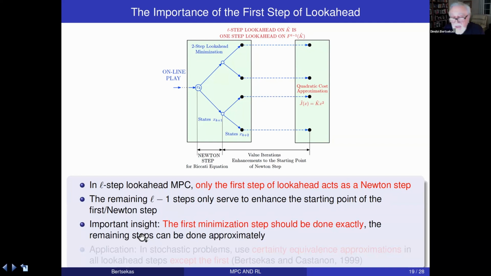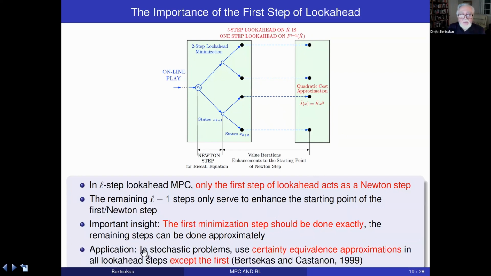And there is an important insight that comes from this. The first minimization step of the look ahead should be done exactly, should not be approximated, because if you do so, it would spoil the good convergence properties of Newton's method. On the other hand, the remaining steps of the look ahead can be done approximately, because that would mean just an approximation of the effective cost function approximation at the end of the first step.